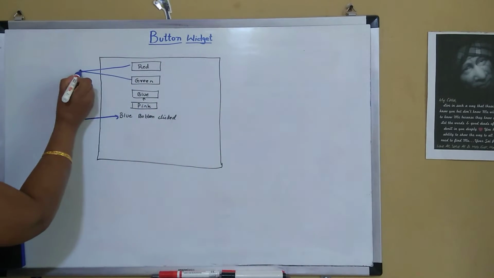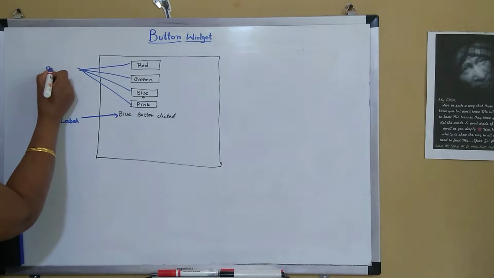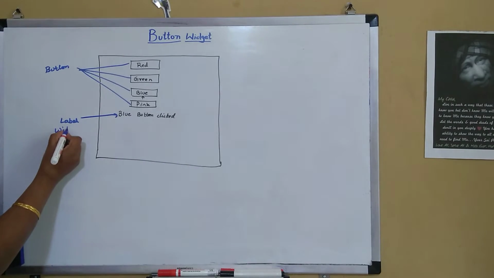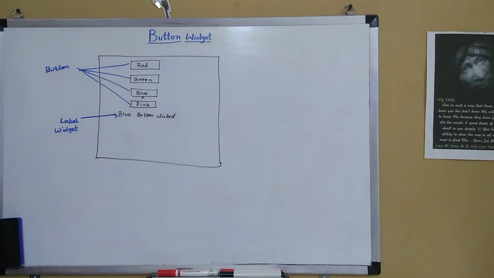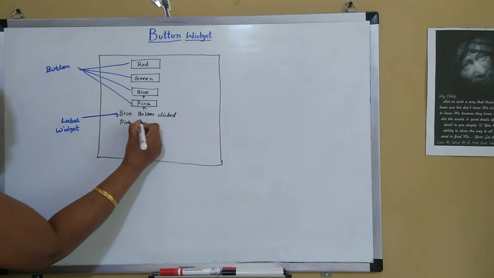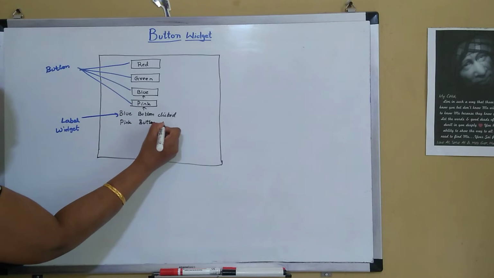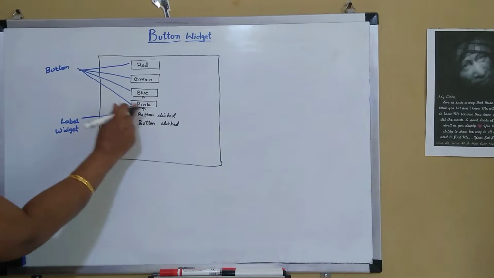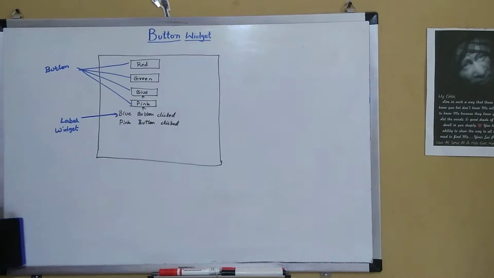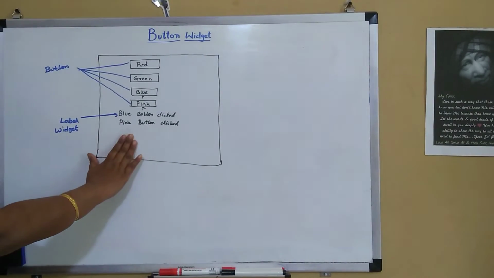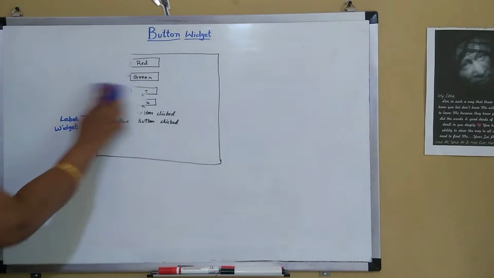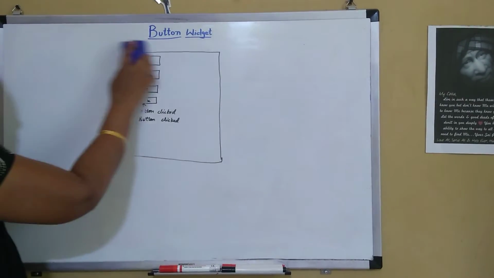And these 4 are the button widgets. And the text which is displayed on the screen should be on the label widget. Now when I click on the pink button, it should say pink button clicked. So whichever button I click, it should display this message on the Tkinter screen. So this particular output I want. So what should be the input for this particular output? Now let's look into the code example as to how to create the button widget.